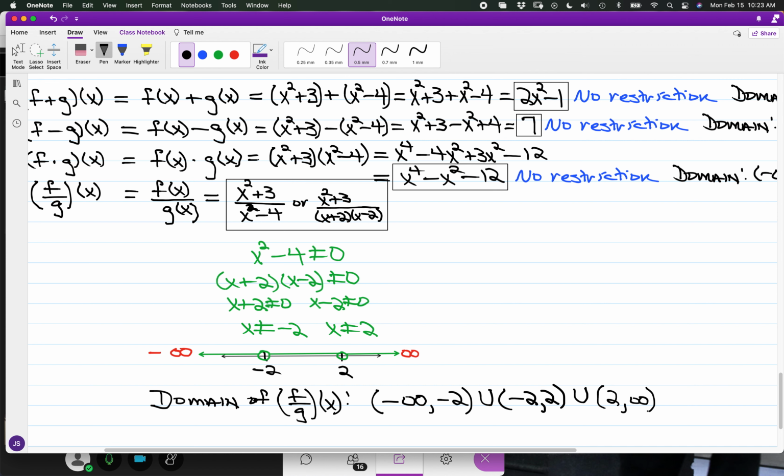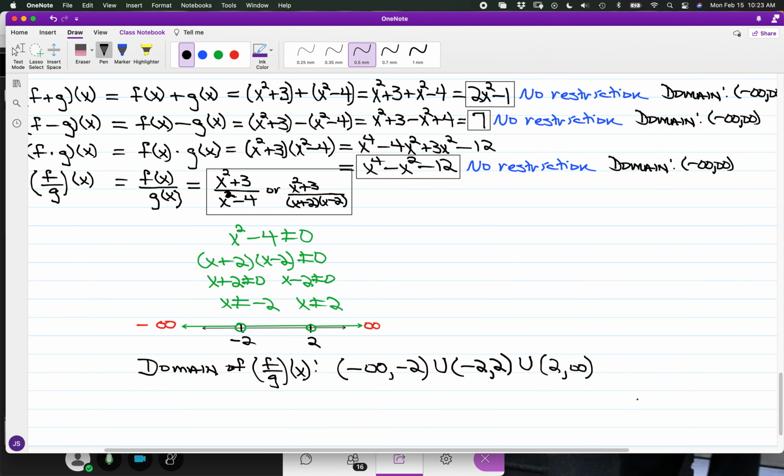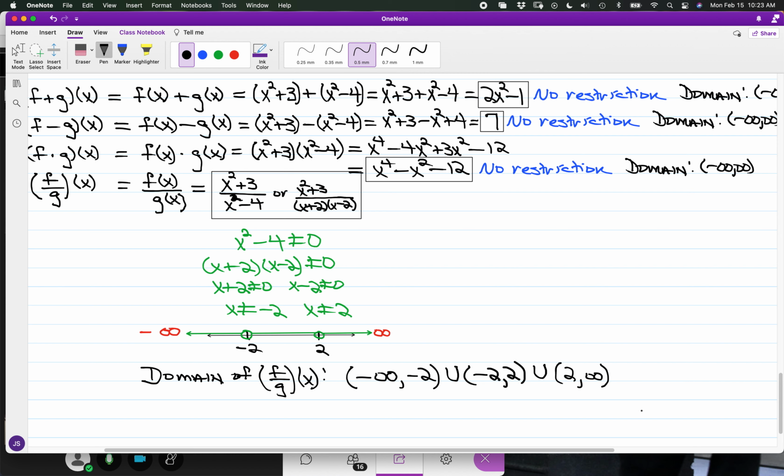So again, the sum, difference, and product functions did not have any restrictions on the basis that neither f of x nor g of x had any restrictions. And in the case of the quotient function, we cannot allow a 0 denominator, so we had 2 restricted values whereupon negative and positive 2 were left out.